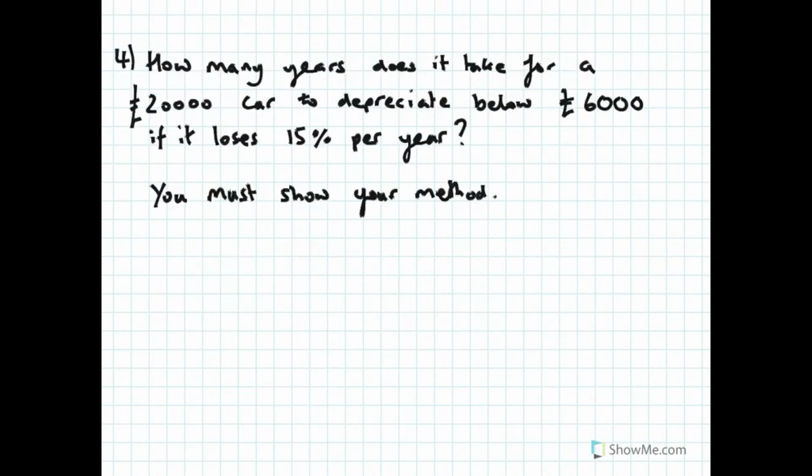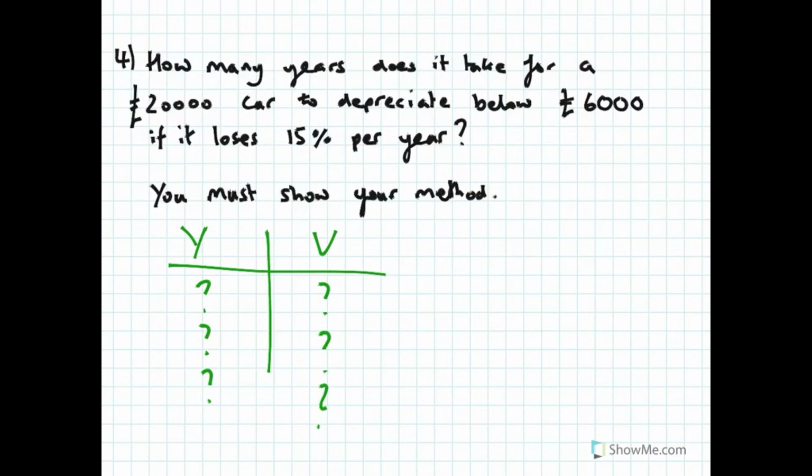On to question 4. How many years does it take to drop below 6,000? My advice here would be to have some sort of table where you can try a number of years, different amounts. Then you're going to have your value, whatever that is. Once you've done that, say in this final column if it's too high or too low. And you can put that in that column there and see what the answer is.